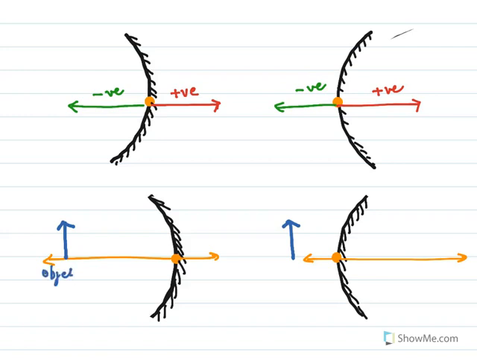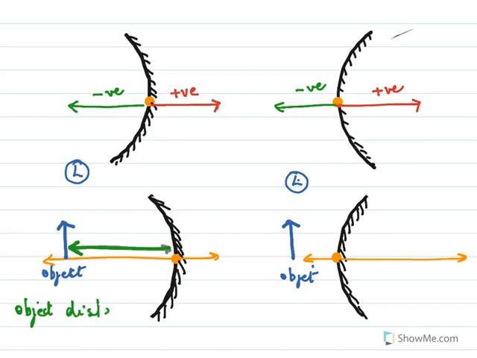So this is the object, and here is the object. It has to be placed in the left side of the mirror. That means the object distance is the distance between the pole and the object. And see, when we measure object distance, we are going towards the left. We are measuring towards the left. So object distance here will be negative. And we call object distance as u. It will be minus, negative.